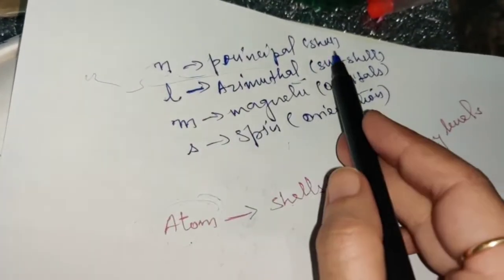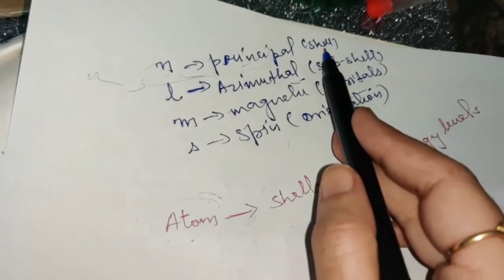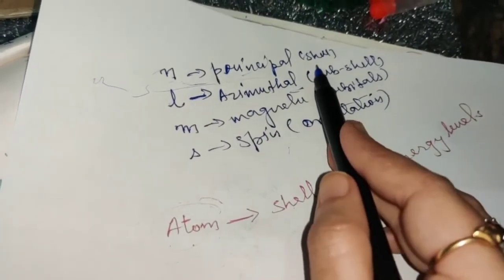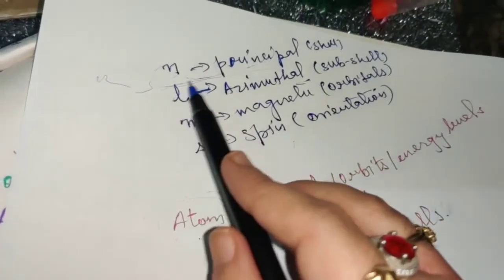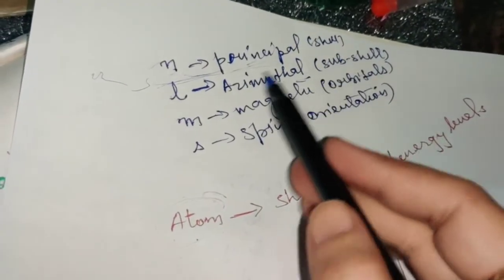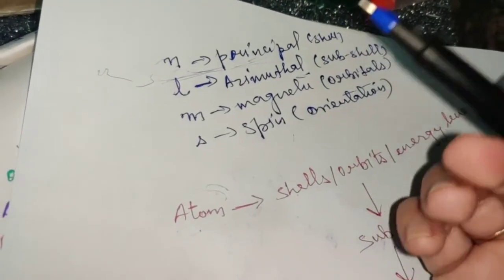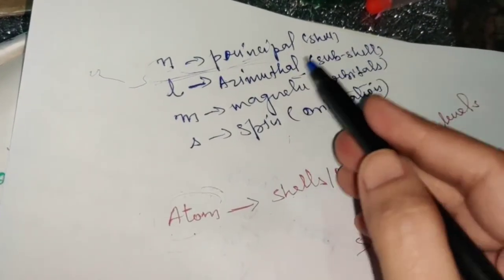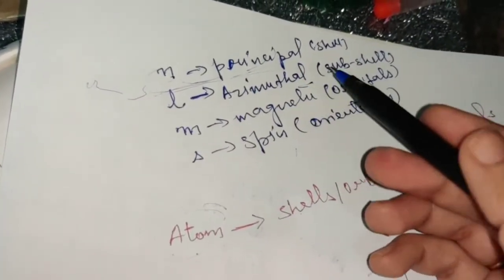This is a known term to you. You know what a shell is, what an orbit is, what an energy level is, because you have been studying this in your junior classes, also in class 10. But these are the new terms that I'll be telling you in my next session.